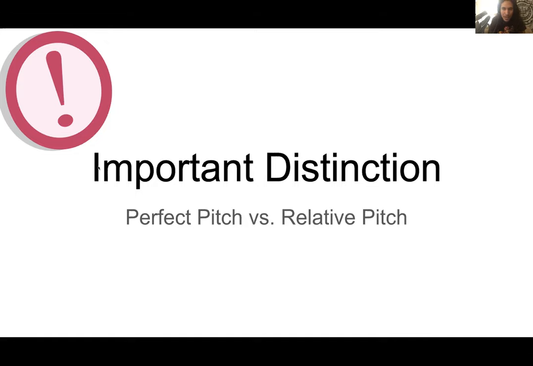But if you are able to hear things by relationships, you're able to hear things in different keys, and you're able to hear intervals, you have relative pitch. 99% of us have relative pitch. It's the 0.01% of the population that have perfect pitch. It's very, very rare. Okay, I just wanted to make that important distinction, y'all. Don't get crazy about perfect pitch, because, like I said, not everybody has it. You may know one or two people that have it.